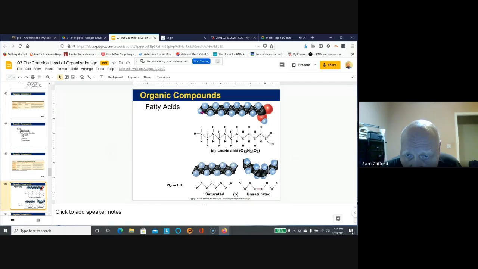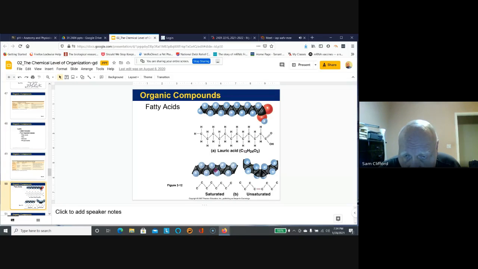Fatty acids have a long hydrocarbon tail that is hydrophobic, that does not dissolve in water. It's like a wax or an oil. This is hydrophilic. It loves water. Oxygen is very electronegative. It has an excess of negative electrons.